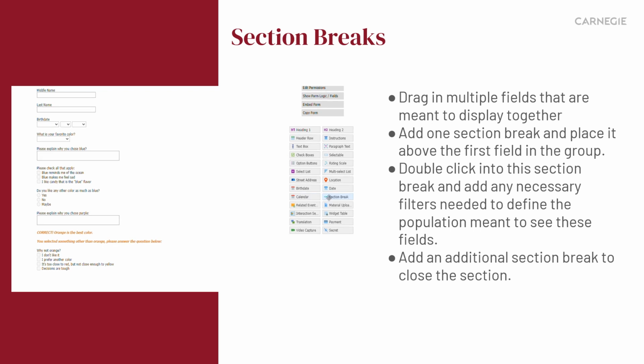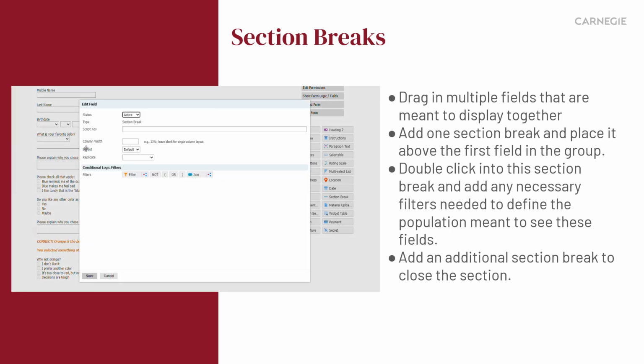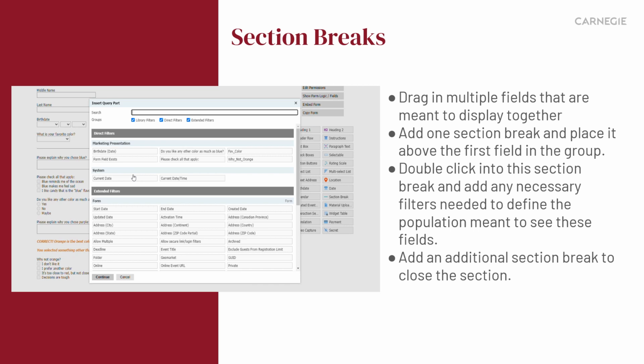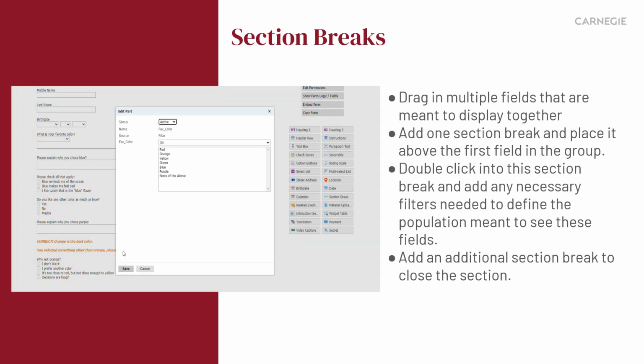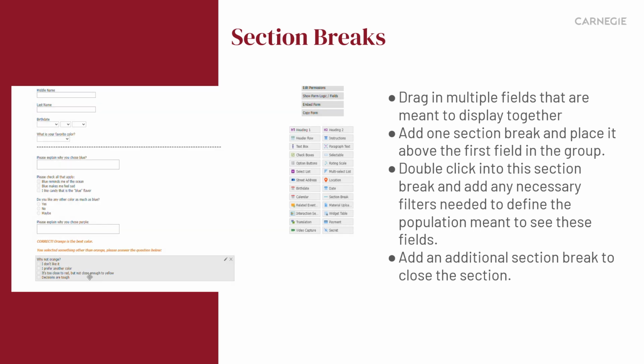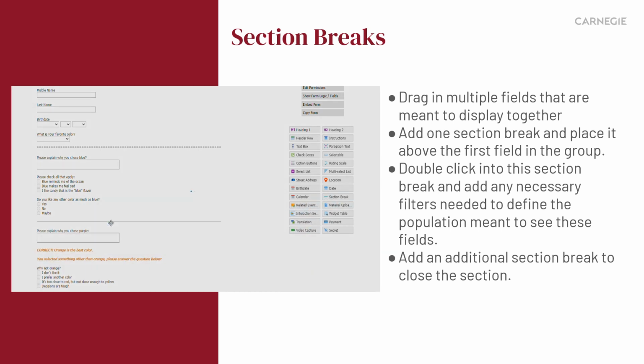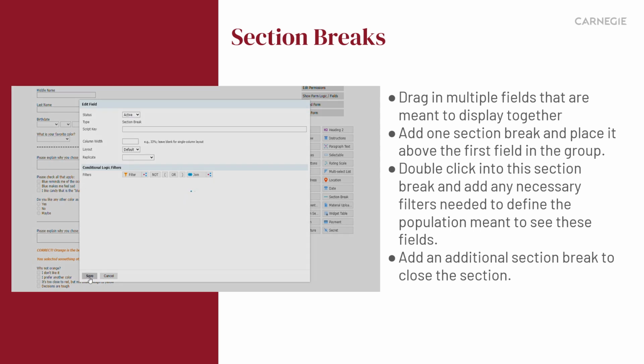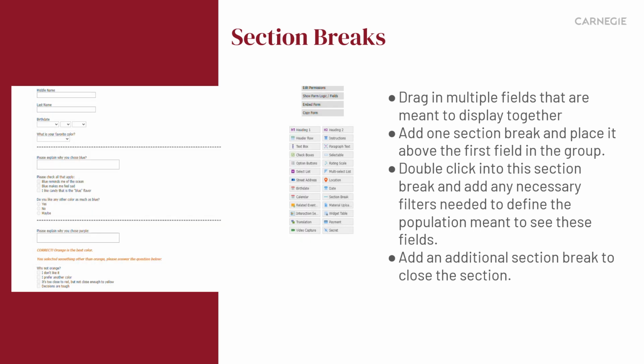Then, add in one section break and place it above the first field in the group. Double-click into this section break and add any necessary filters needed to define the population meant to see these fields. Save it. Then add an additional section break after the final field in the group to close the section. In this example, only people who selected blue as their favorite color will see this group of questions.